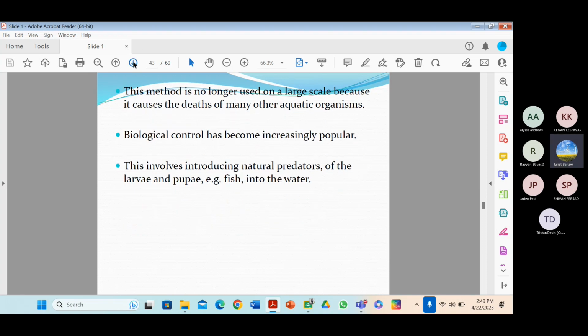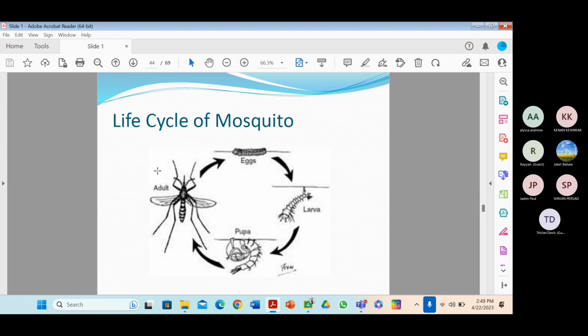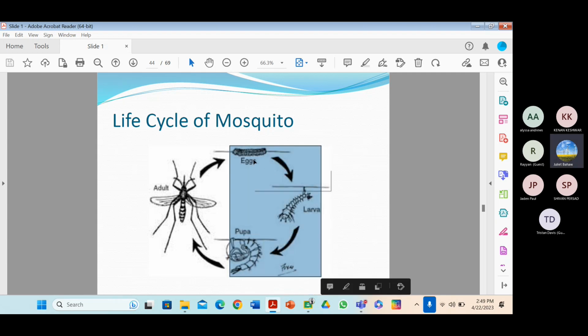All right, so I'm just going over the cycle. Now you have the adult, which lays the eggs, which turn into larva, which turns into a pupa. Now, do you see these three? Once you get rid of stagnant water, you get rid of these.